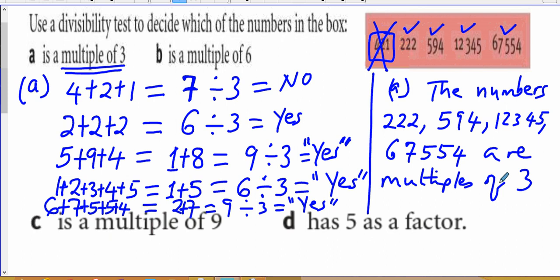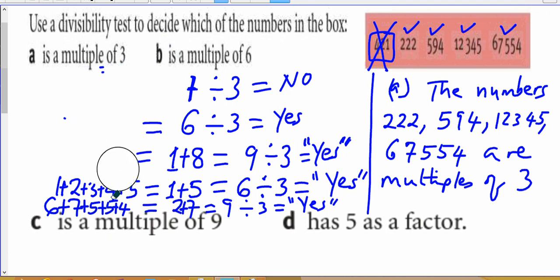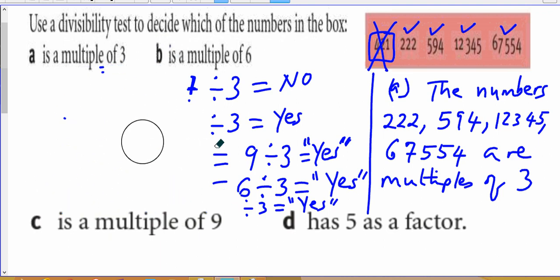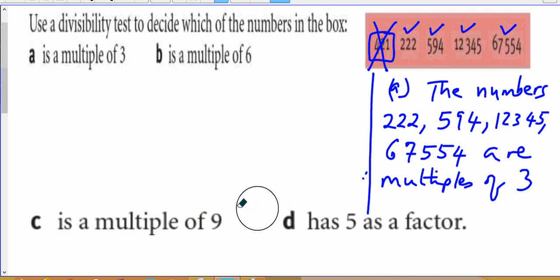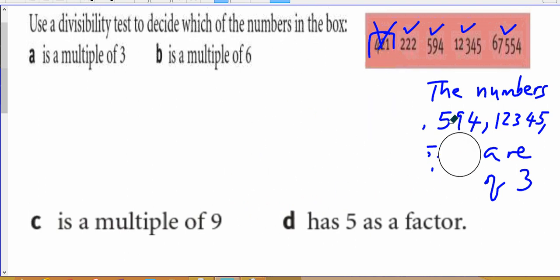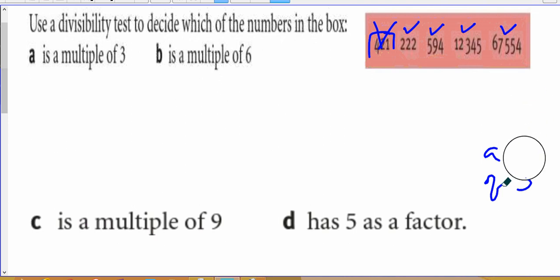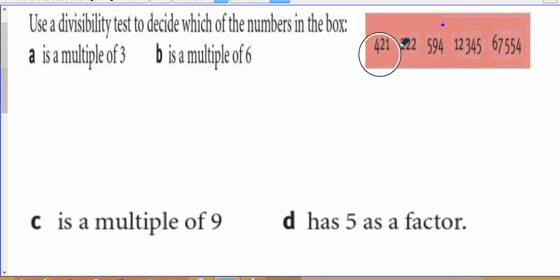You can pause this video and try part B. Right. Now, let us proceed. Let's try to erase this and do part B. Now, part B is a bit easy, but we need to do two things.